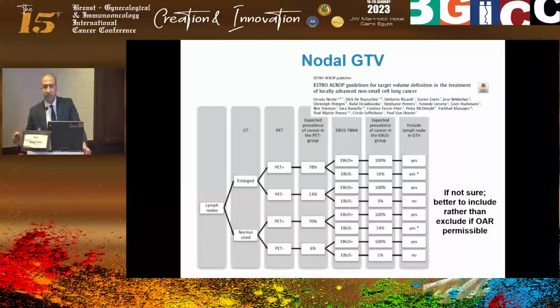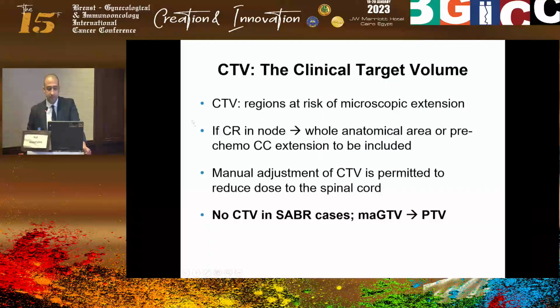And importantly here, you need to have repeated EBUS sampling. I would only be comfortable if you have 2 EBUS samples which are negative. And this is just to answer your question about complete remission within the node: the whole anatomical area, that's craniocaudal extension, needs to be included. And that is, I would say, standard of care.